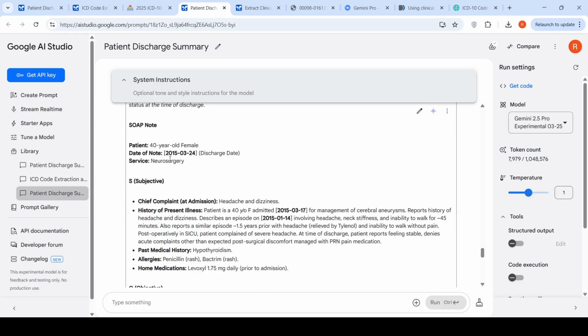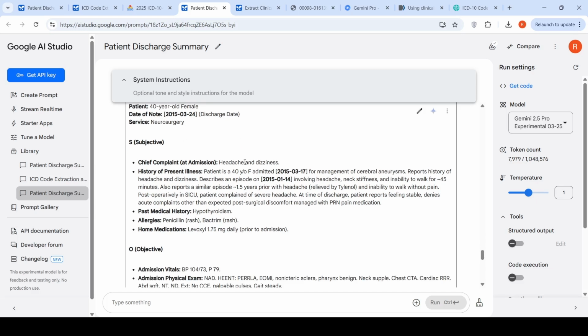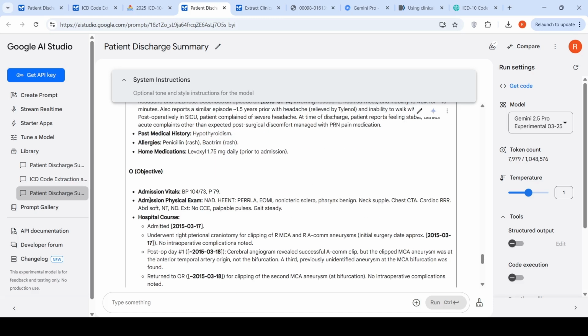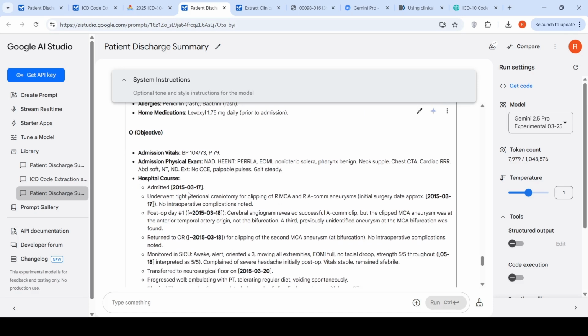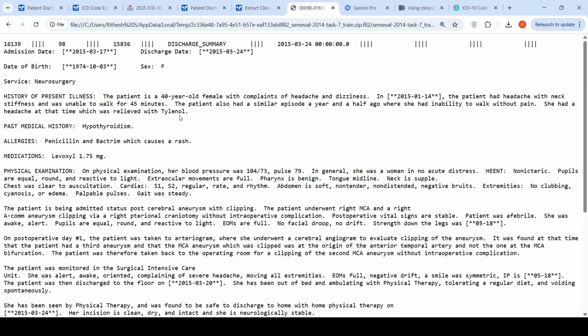Patient, 40-year-old female, discharge date is this, service is neurosurgery. Subjective: chief complaint at admission, headaches and dizziness, history of present illness, past medical history, allergies, home medication, everything it has captured properly. Objective is this: admission vitals, admission physical exam, hospital course. So you have this information over here, the physical exam and other things are present.